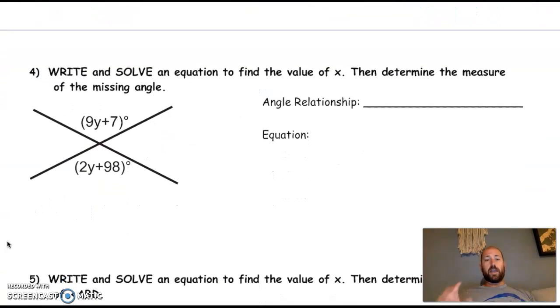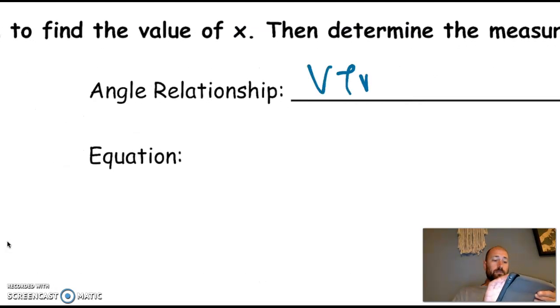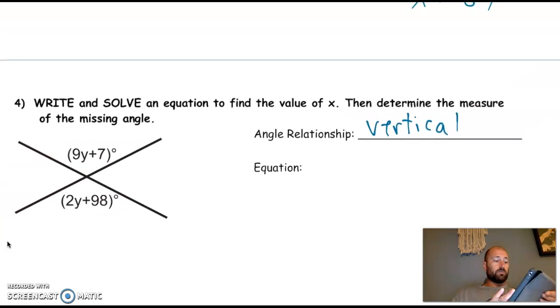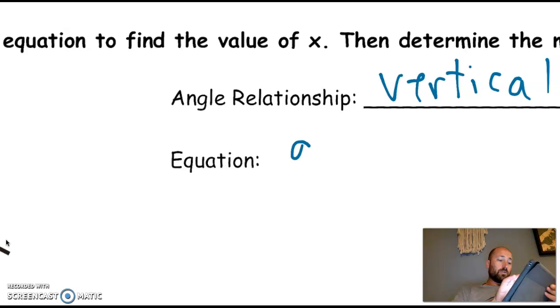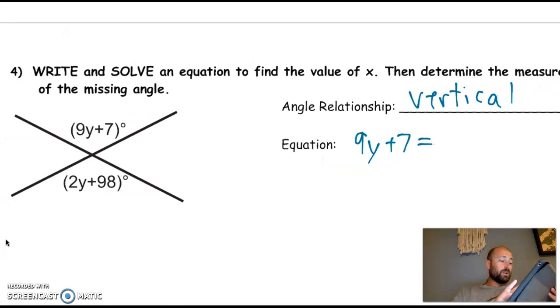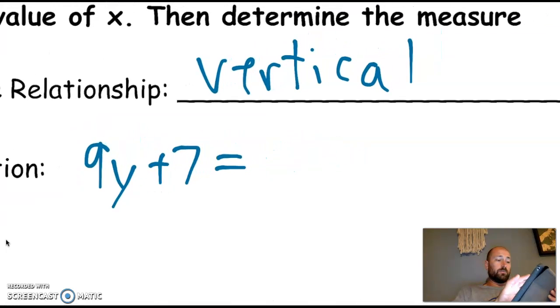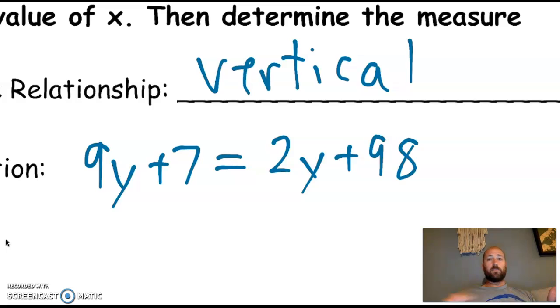What is the angle relationship? Good, it is vertical. So remember, vertical angles are congruent. Okay, write the equation for these angles. All right, so 9y plus 7 is equal to, so we're not adding these together because vertical angles are congruent, 2y plus 98. Okay, now solve that equation.